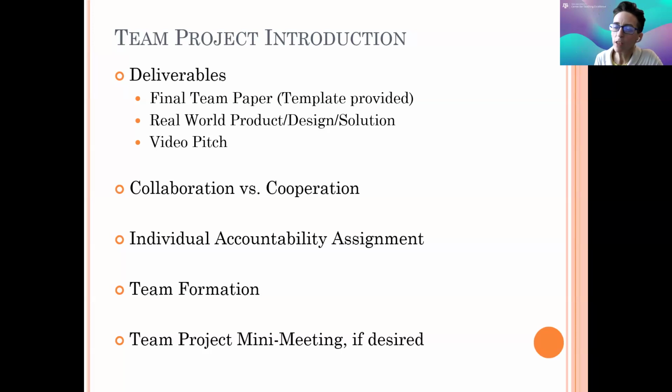There is an individual accountability assignment. This is earlier in the semester because it prepares each student to be a proactive member of the team. So it's really just the research, like the background knowledge about the topic. That will be due earlier in the semester so that everyone in the team is up to speed on what the problem is, what the causes of the problem are, what the consequences of the problem are, and they will have to go find a visual for it.